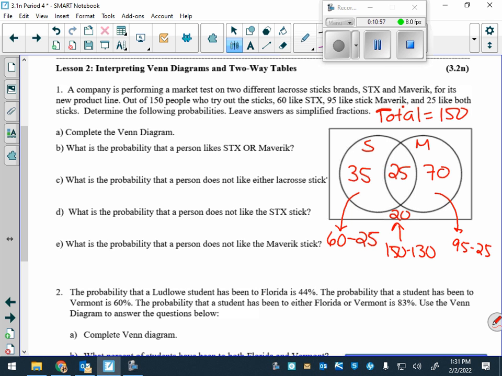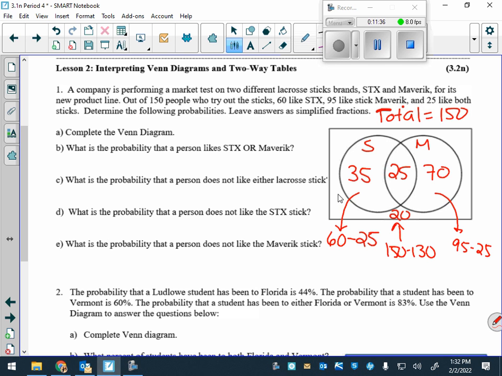Okay, so we have some questions. What is the probability that a person likes Sticks or Maverick? Assad? What is it? How'd you get it? Sticks or Maverick. Okay. Yeah, Tina. 35 plus 70, so it's 105 over 150. Plus what else? Yeah, plus the 25. So it's either or. Okay.